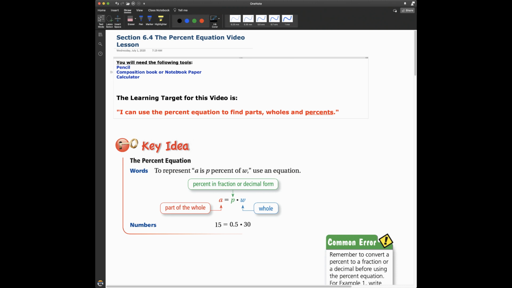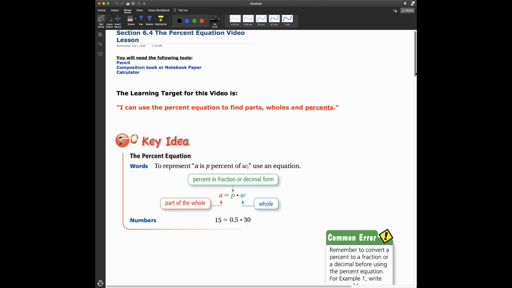Hey everybody, Mr. Odom here, and we are going to cover section 6.4, the percent equation. In 6.3, we talked about the percent proportion, and in this video, we're going to look at another equation we can use to solve the exact same kind of problems we did in section 6.3.